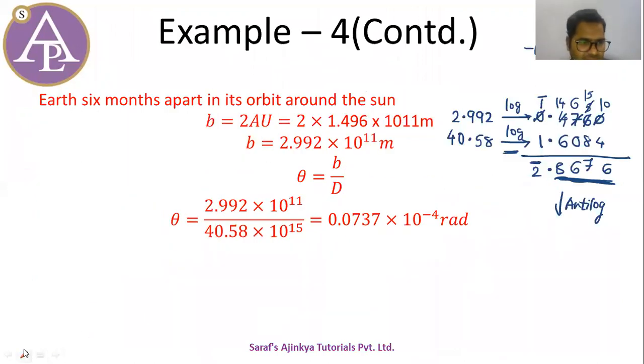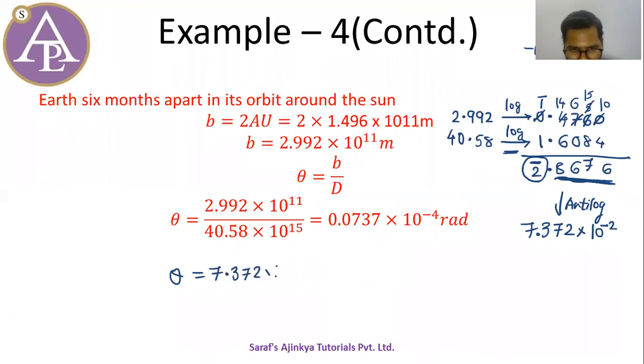So I will say my answer is 7372 into 10 to the power. Now look at this number. This number is 2 bar. 2 bar मतलब -2. So it is 10 to the power -2. Correct. तो ये डिवीजन कितना आया? So theta will be 7.372 10 to the power -2.